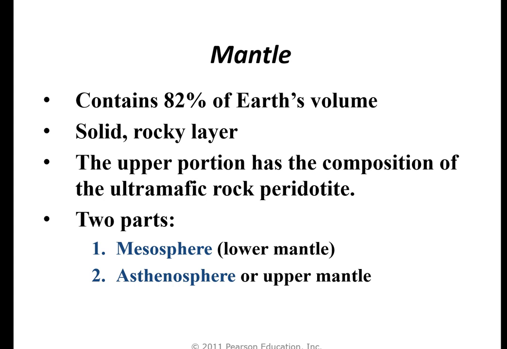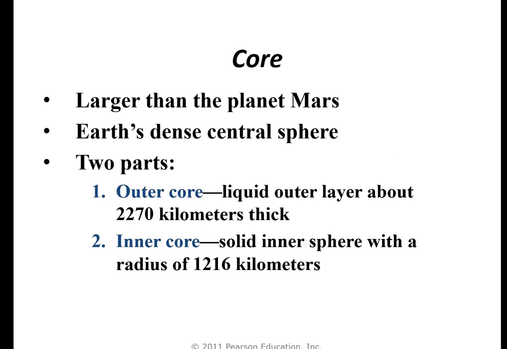Inside, the mantle is 82% of the Earth's volume. It's a solid rocky layer. The upper portion has the composition of an ultramafic rock, peridotite. Two parts to it: the mesosphere, the lower mantle, and the asthenosphere, the upper mantle. The core is actually larger than the planet Mars. Its density is very high. Two parts to it: the outer core, the liquid layer, and the inner core, the solid inner sphere.